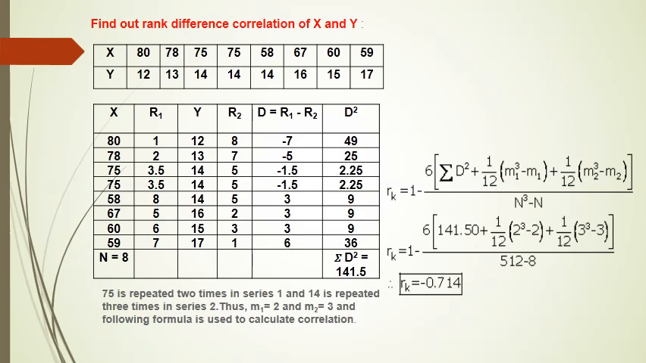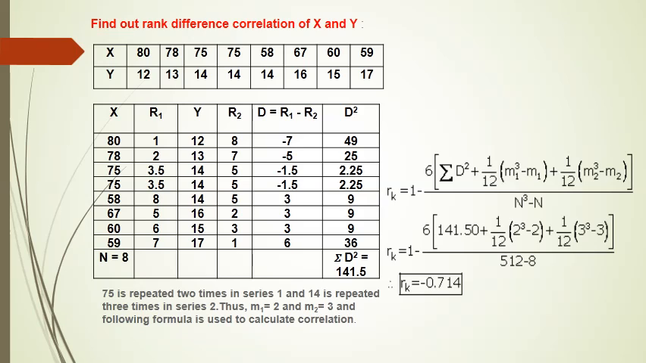In x, 75 and 75, 2 observations are same. And in y, 3 observations are same: 14, 14 and 14. In R1, 1 rank is repeated twice, 3.5 and 3.5. And in R2, 1 rank is repeated thrice, 5, 5, 5, the 5th rank. So 1 minus 6 into (summation of d square, 141.50, plus 1 by 12 (2 cube minus 2) plus 1 by 12 (3 cube minus 3)). Why 3 cube? Because 5 is repeated thrice. Divided by 8 cube minus 8, that is 512 minus 8.